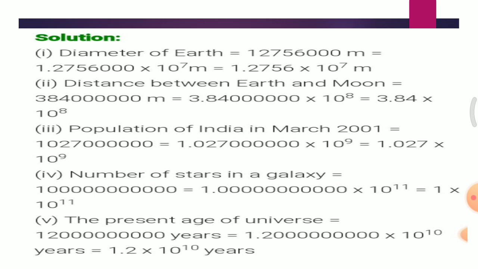Okay, next question is the distance between Earth and Moon. You write only the answer: 3.84 multiplied by 10 to the power 1 2 3 4 5 6 7 8, 10 to the power 8. Okay, next is population of India in March 2001, you write only the answer: 1.027 multiplied by 10 to the power 1 2 3 4 5 6 7 8 9, 10 to the power 9. Okay, next question you solve by yourself. Okay, if you have any problem then you ask me in Zoom class.